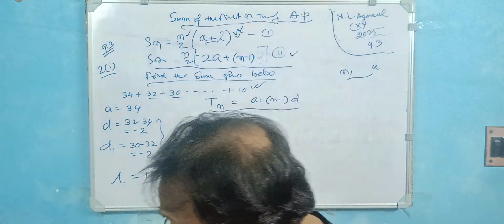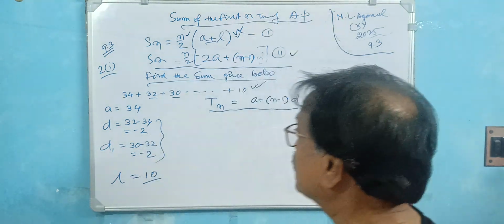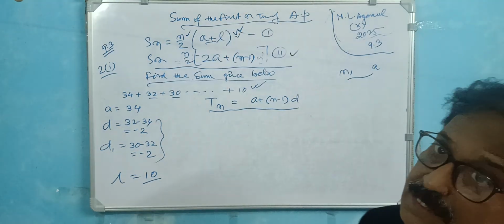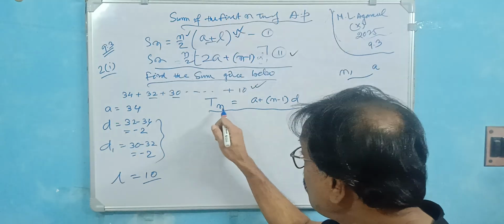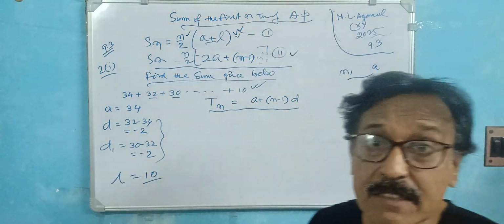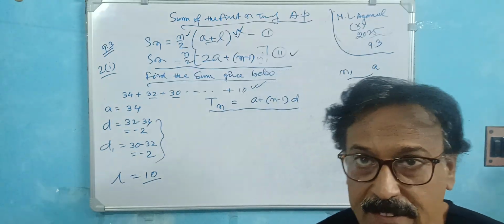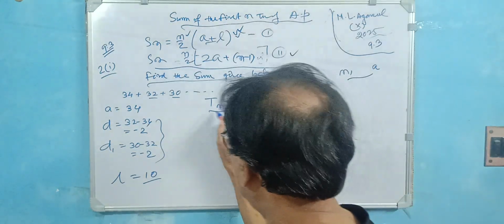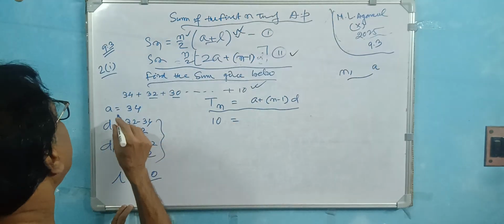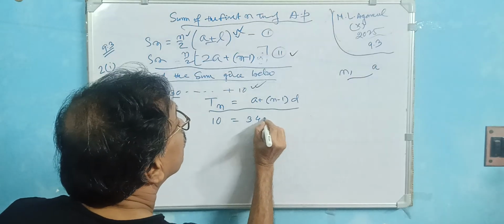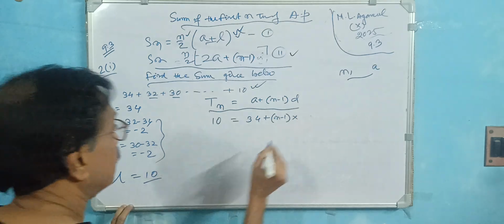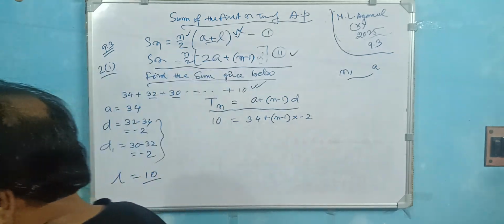So for that reason, go back to the previous chapter 9.2. You know Tn is equal to a plus n minus 1 into d. From there you calculate n, the number of terms. The value of Tn is 10. You know a is 34 plus n minus 1 into d. What is the value of d? d is minus 2, no problem.